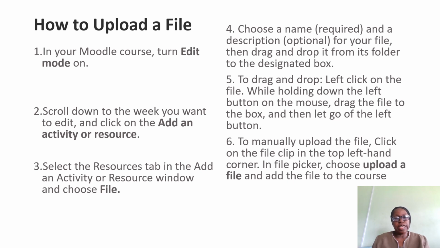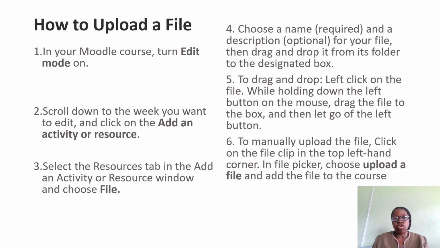How do we upload a file? In the Moodle course, you turn the edit mode on. Then you scroll down to the week where you want to edit and click on the Add an Activity or Resource. Select the Resource tab in the Add an Activity or Resource window and then choose File. When you choose File, a window opens up. You have to choose a name, it is required, and a description. This description is optional. And then you'll be able to upload the file.